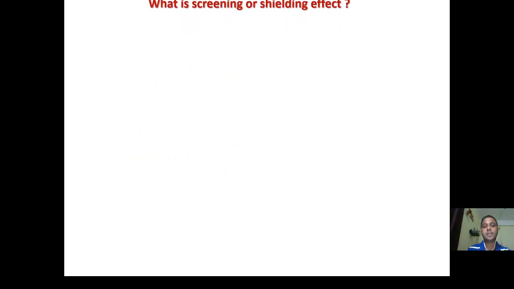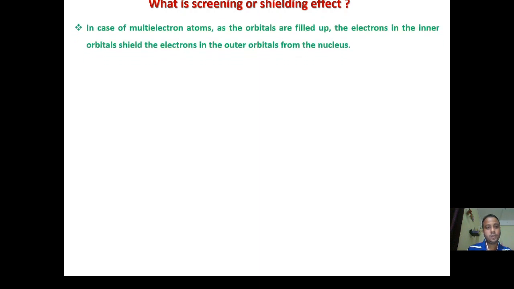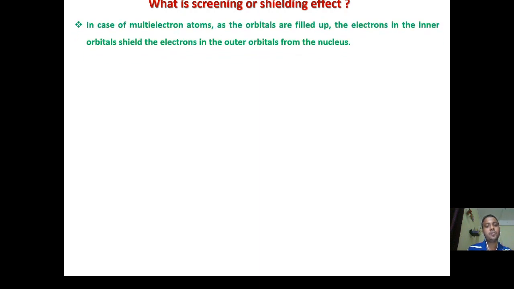First of all, what is screening or shielding effect? What comes to your mind when you think about screening and shielding? Shielding means something is prohibiting something from coming in or going out. In case of multi-electron atoms, what happens basically? As the orbitals are filled up, the electrons in the inner orbital shield the outer electrons from the nucleus.